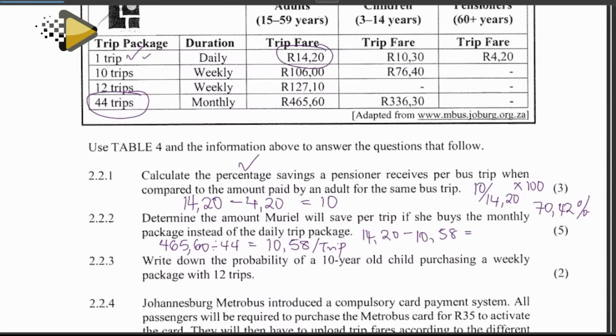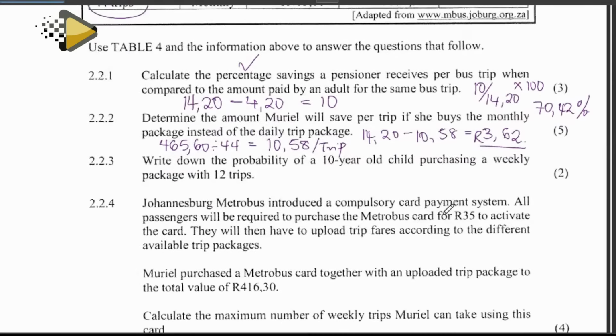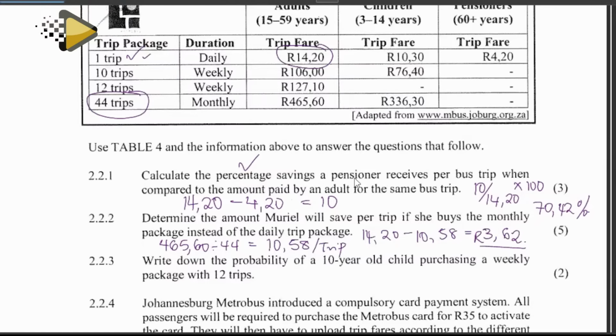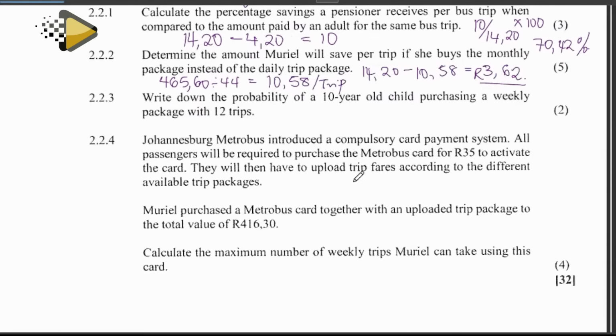So believe me or not, you would have saved 3 rands 62 per trip. Okay. Write down the probability of a 10-year-old child purchasing a weekly package with the 12 trips. So we come here, 12 trips, 10-year-old, there's nothing. So it's simply meaning it's what? Impossible. Or you can say it's 0. It's 0%.